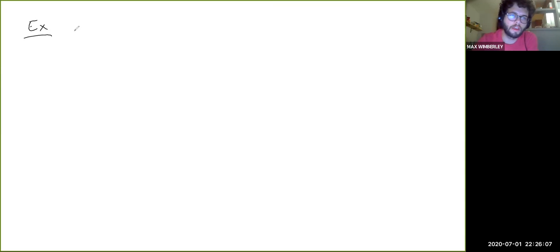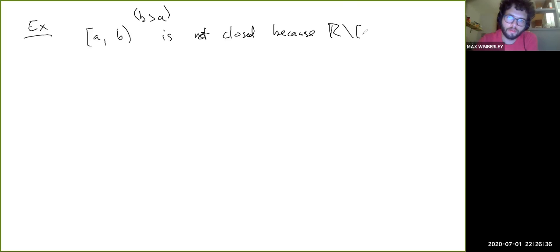Right, so if we take something like (A, B], half open, right? Where B is greater than A, of course, is not closed. Why is it not closed? Because the complement is the union of two intervals.